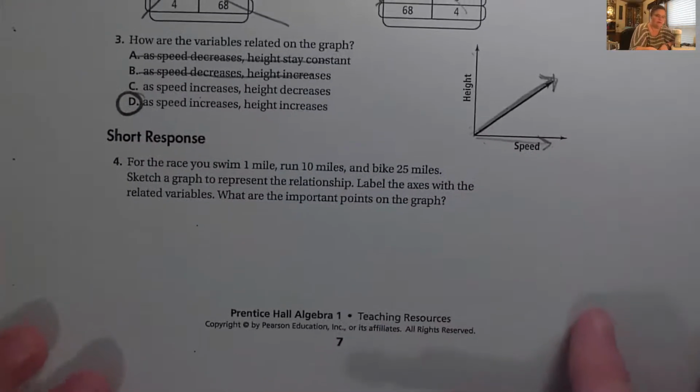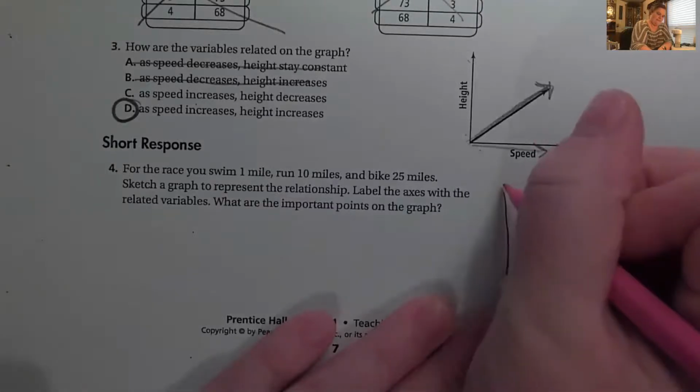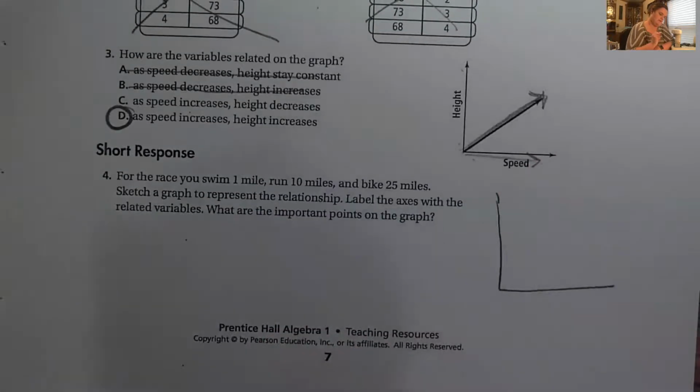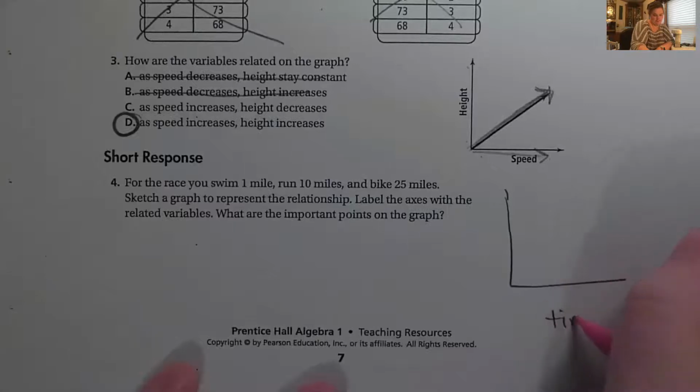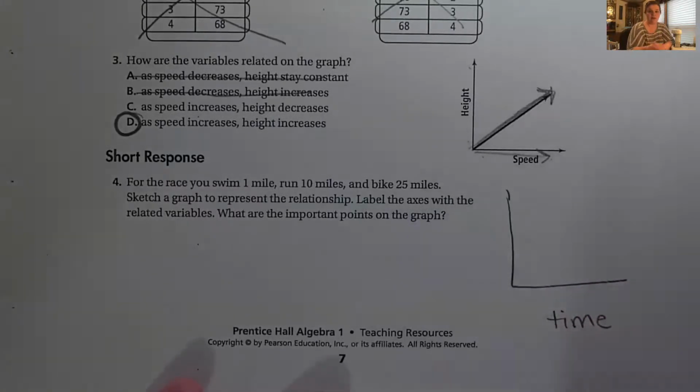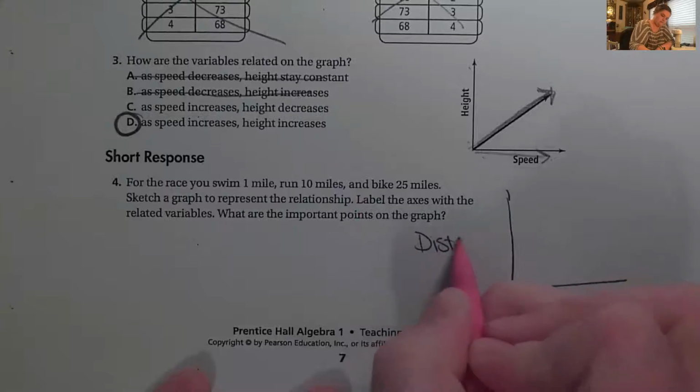Okay, number 4, we have to make a graph. It says for the race, you swim 1 mile, run 10 miles, and bike 25 miles. Sketch a graph to represent the relationship. Okay, so we have to figure out what our 2 labels are. Well, we know that we have time, and we're doing a race, so we have distance over here.